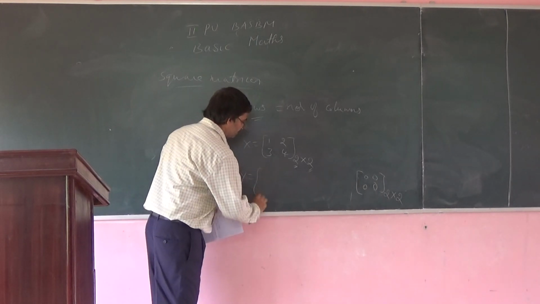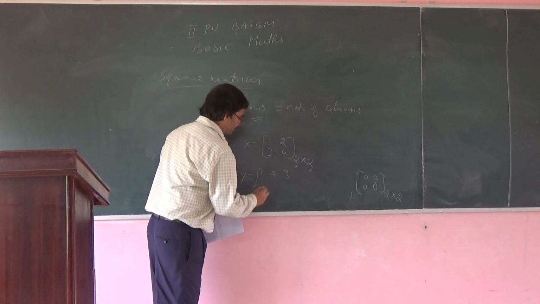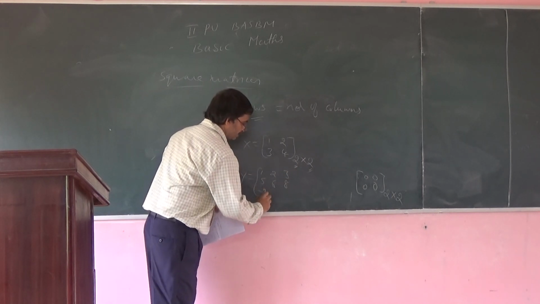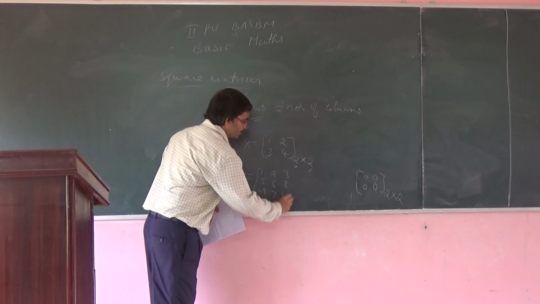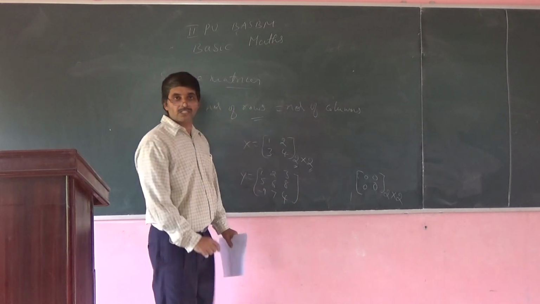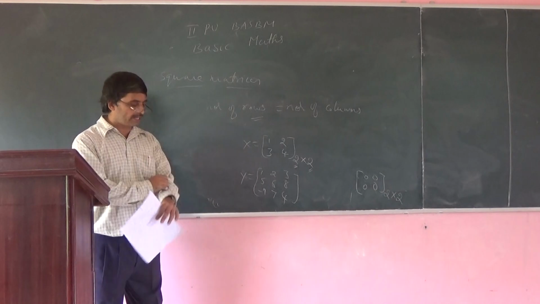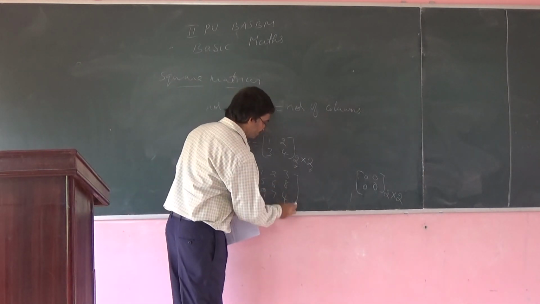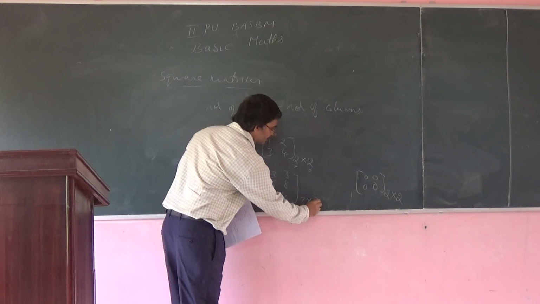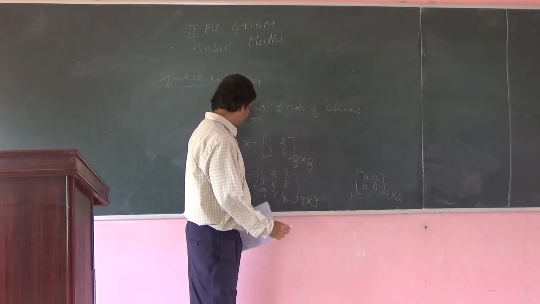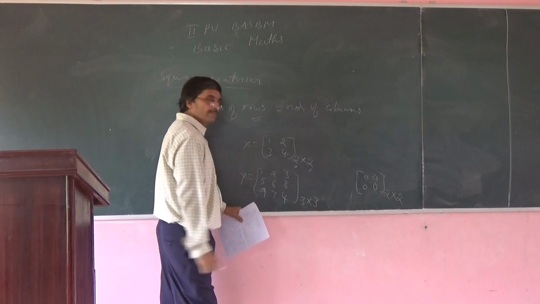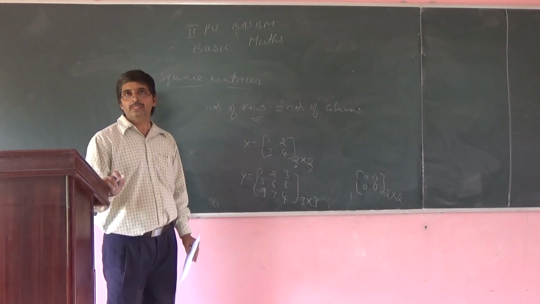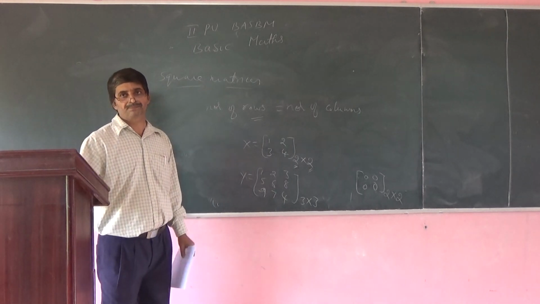Some more examples. Y equal to 1, 2, 3, 5, 6, 8, minus 9, 7, 4. Any numbers can be given. So this is a square matrix of order 3 by 3. Okay, so square matrix means number of rows equal to number of columns.